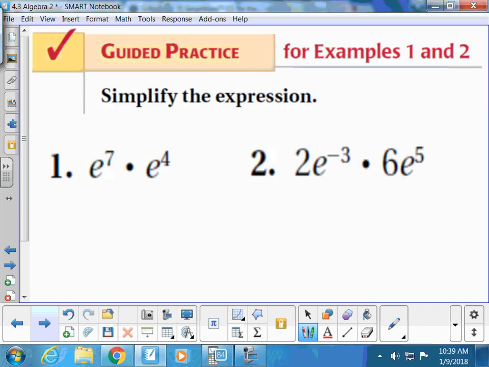Go ahead and try both of these on your paper. You can pause the video to try them on your own and then restart the video when you're ready to check.